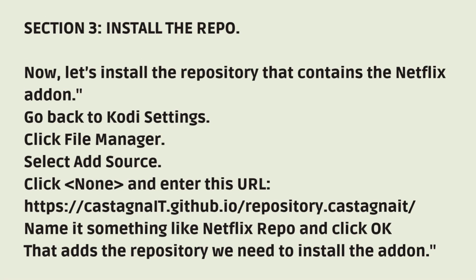Section 3. Install the repo. Now, let's install the repository that contains the Netflix add-on. Go back to Kodi Settings. Click File Manager. Select Add Source. Click and enter this URL. Name it something like Netflix Repo and click OK. That adds a repository we need to install the add-on.